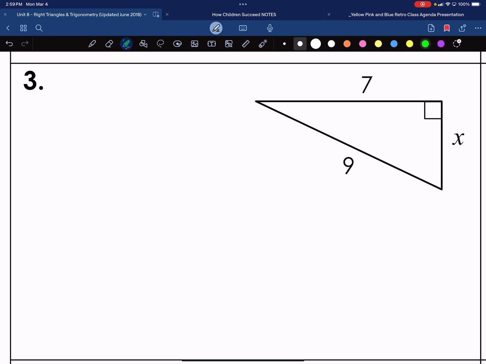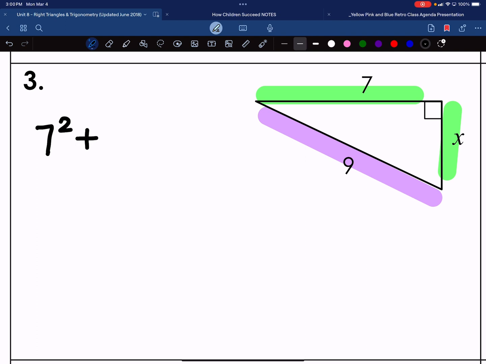Okay, so I'm just going to highlight my legs. We got 7 and x. Those are my legs. Here's our hypotenuse. If we were to set this up like normal, we've got 7 squared plus x squared equals 9 squared. Our goal is to get x by itself, so I have to start by moving that 7 squared. I'd subtract it. They added, so I'm going to subtract.